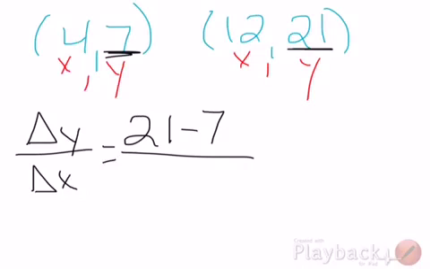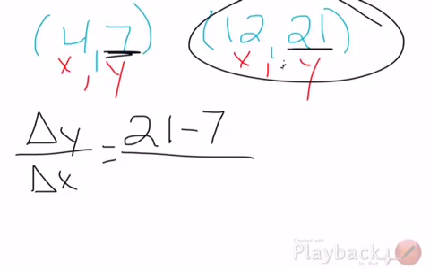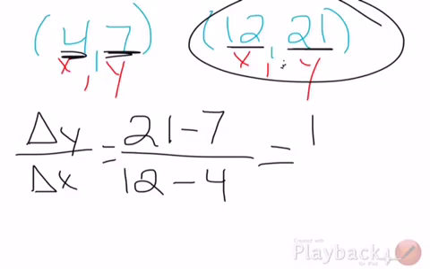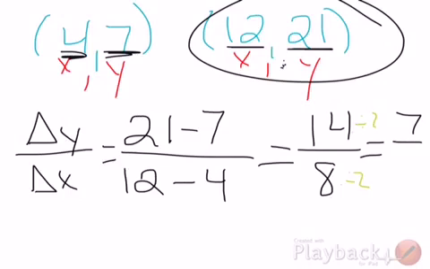Now for my changes in x. If I started with this ordered pair right here, then I have to go back to that and start with that one. So I'm going to have my 12, and then my other one is 4. And then simple subtraction. 21 minus 7 is 14. 12 minus 4 is 8. Always, always, always simplify. So in this case, both of these can be divided by 2. So my simplified slope is going to end up being 7 over 4.